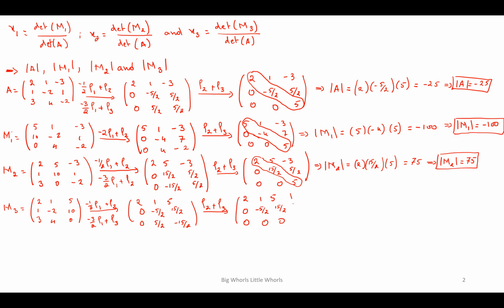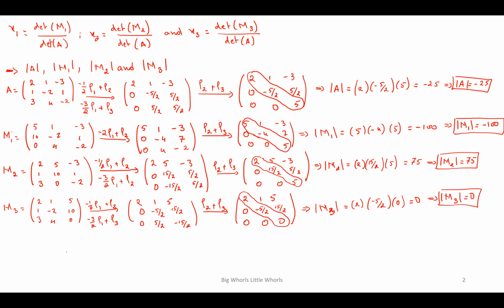0, minus 5 over 2, 15 over 2, and 0, 0, 0. We have seen in one of the lemmas that the determinant of a matrix containing a 0 row is going to be equal to 0, and we proved it in an example in one of the previous videos. So the determinant of M3 is equal to 2 multiplied by minus 5 over 2 multiplied by 0, which is equal to 0.